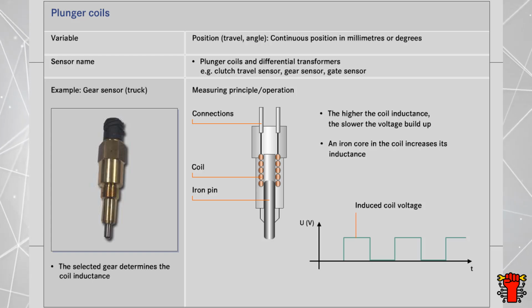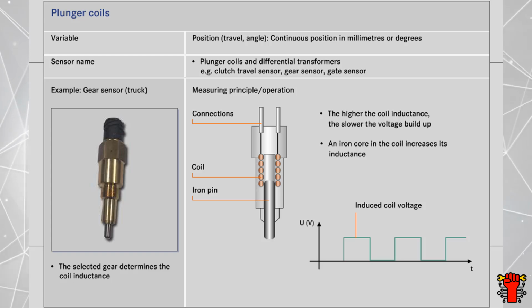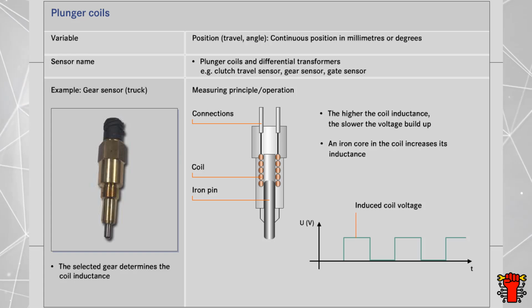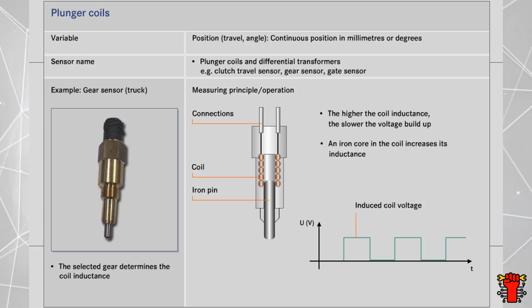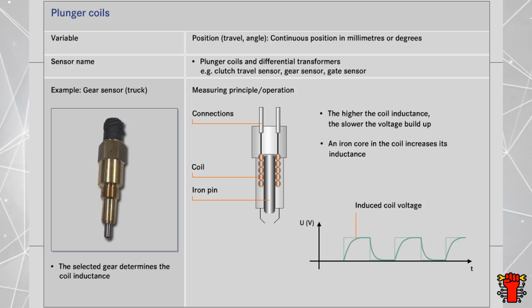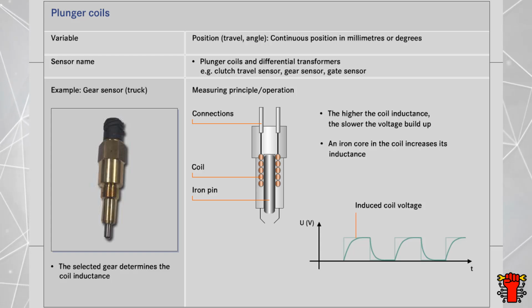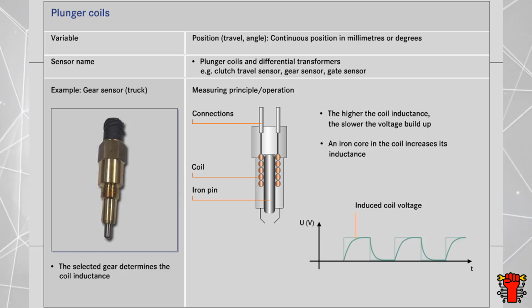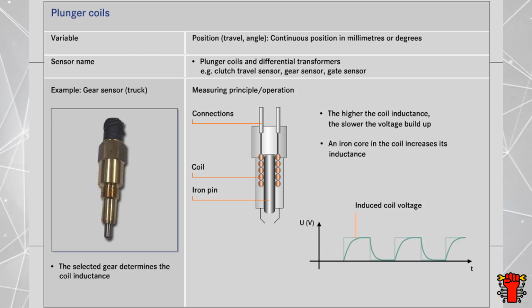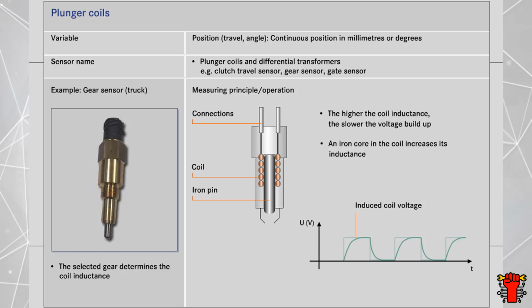Depending on which gear is selected, the iron pin is located at a greater or lesser depth in the coil. The deeper it is, the greater the coil inductance, and the longer the voltage build-up takes. For each cycle, the control module measures the time it takes the coil to build up the voltage completely. From this, it calculates the position of the iron pin in the coil, and from this, in turn, it is possible to determine which gear is selected.